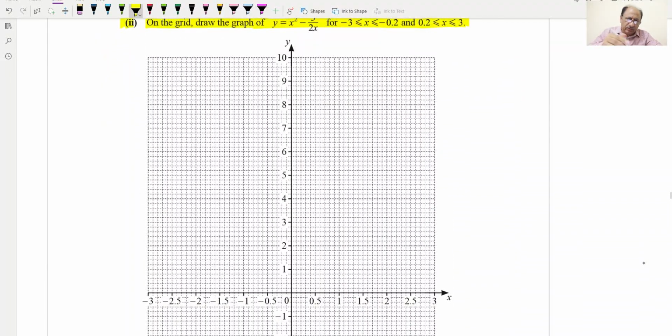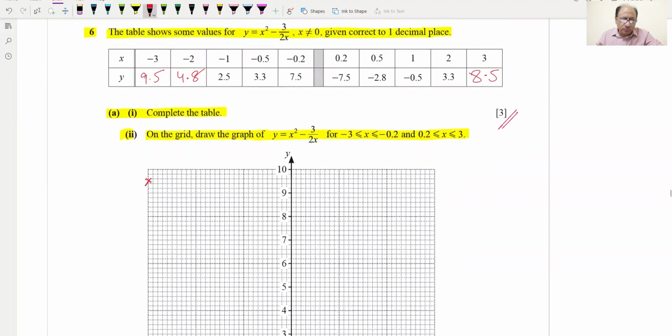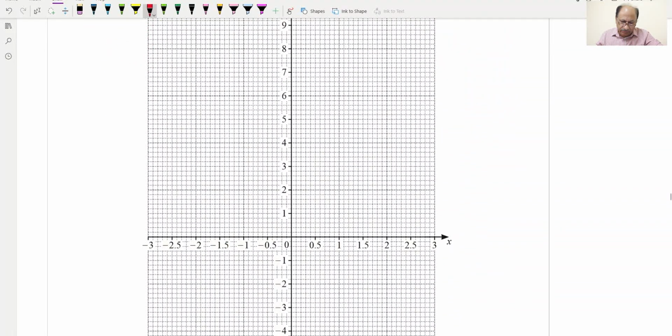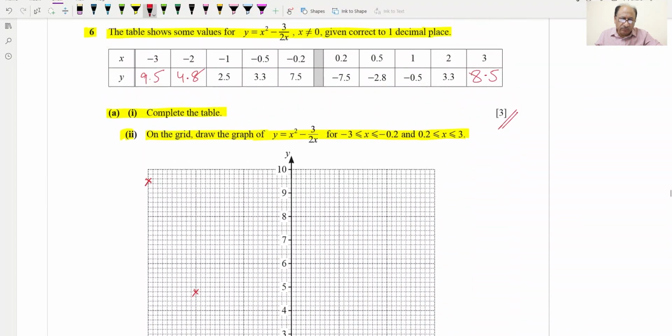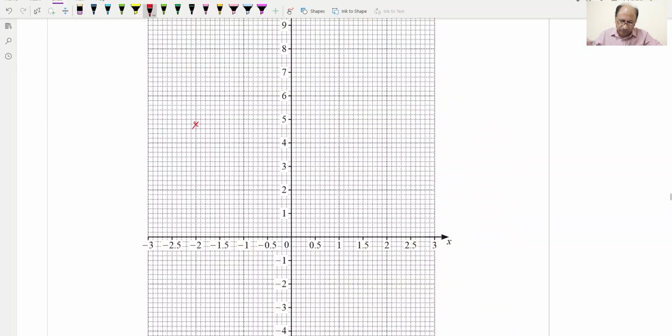Minus 3 and 9.5, we can indicate over here. The second value is minus 2 and 4.8, which will be this point. And the third value is minus 1 and 2.5.